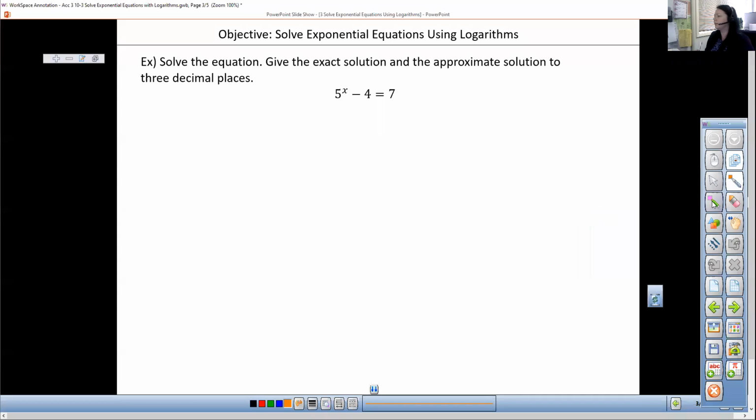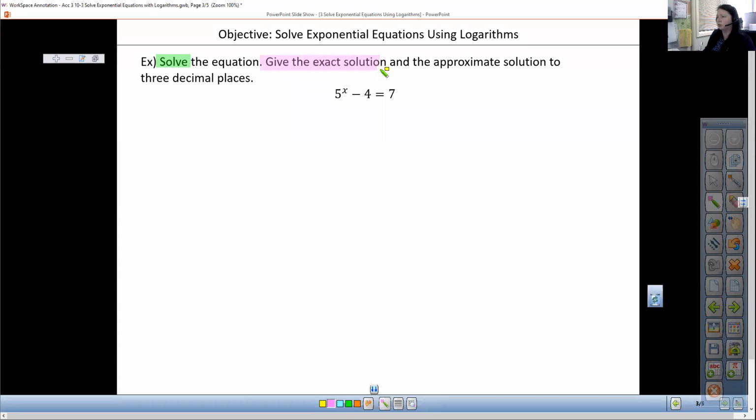All right, so let's take a look at applying this procedure to an exponential equation. So we are to solve the equation. Notice it says we are to give the exact solution. That means no decimals, no calculators should be necessary. And we're to approximate that solution to 3 decimal places, which would be our nearest thousandths place.